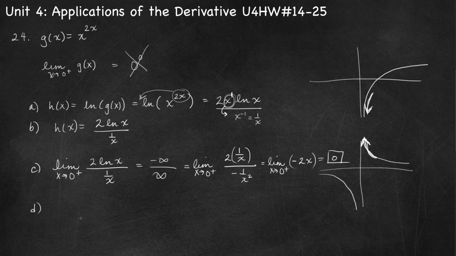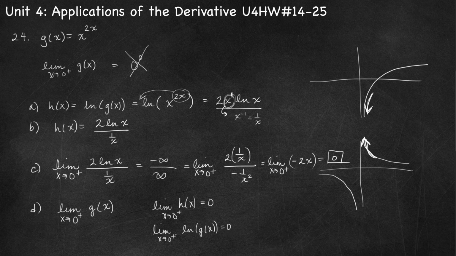Part D, based on the value of that limit, find the limit as x approaches 0 from the right of g of x. Well, we know that the limit of h of x as x approaches 0 from the right is equal to 0. This is the limit as x approaches 0 from the right. h of x is equal to ln of g of x. So that's equal to 0.